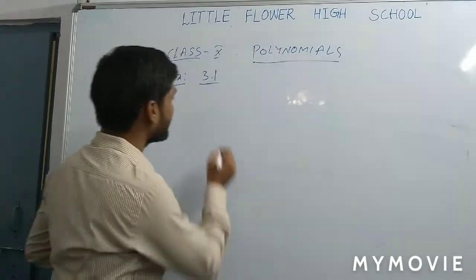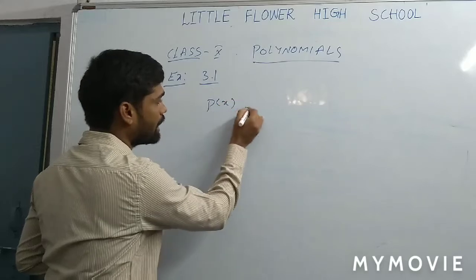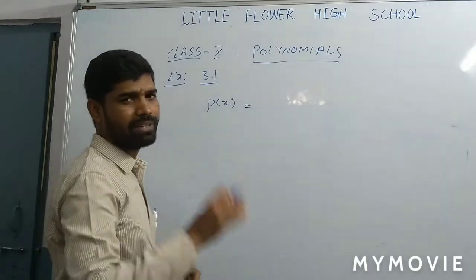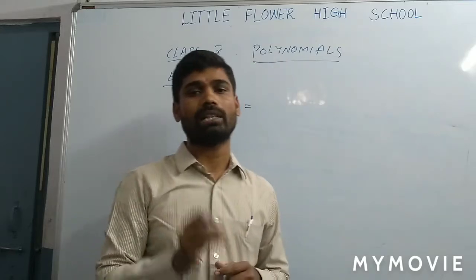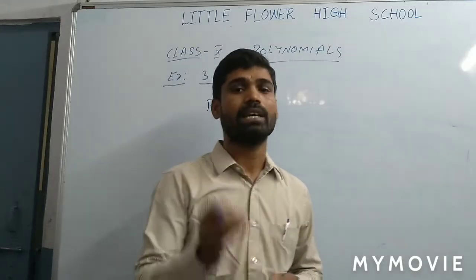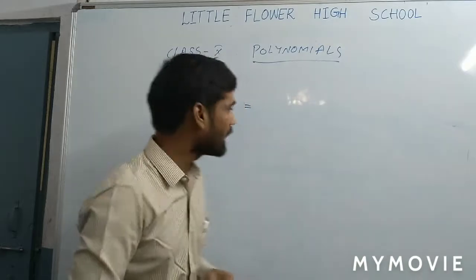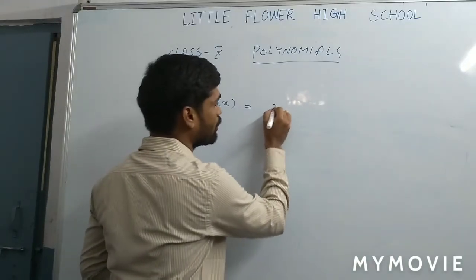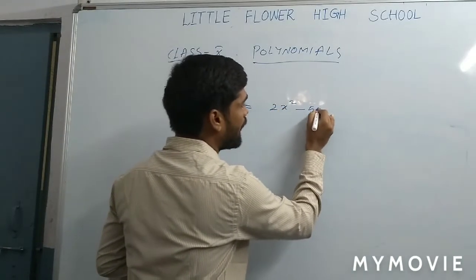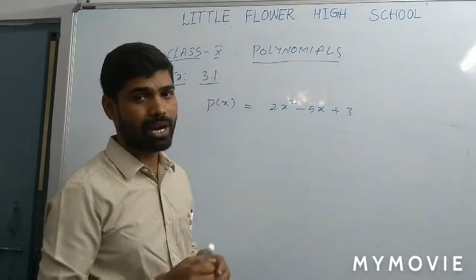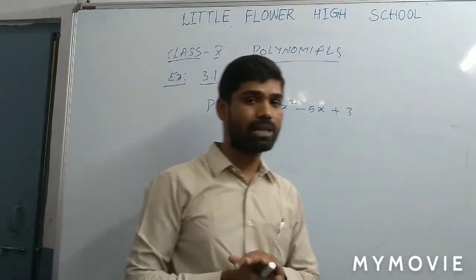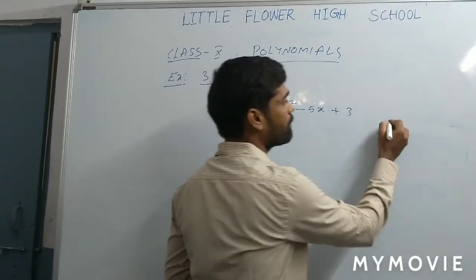So one example we can take is p of x, the polynomial in the x variable. P of x is generally what we call it. P means what? Polynomial. X means the polynomial we are going to express in the variable x. Okay, right. So p of x is equal to 2x square minus 5x plus 3.